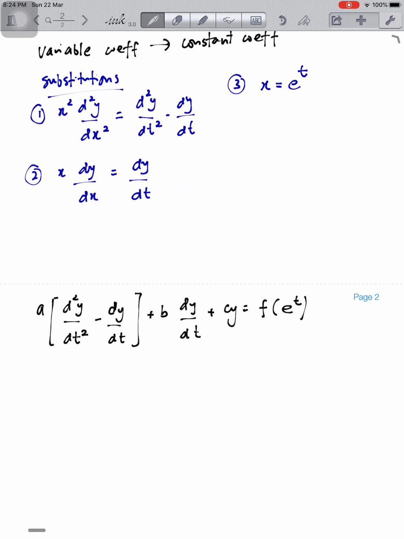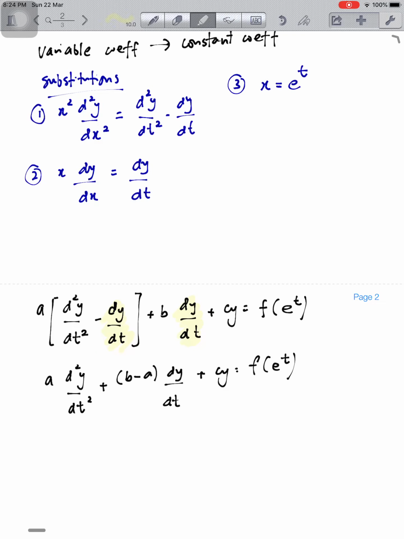Okay, so now let's simplify this equation, because I noticed that there are two terms right here which are in terms of dy over dt. So let's put them together. We can factorize them. So I'm going to end up with an equation of a d squared y over dt squared plus (b minus a) dy over dt plus cy, and that is going to equal some function f of exponential of t. If you notice right here, my equation no longer has a variable coefficient, but it now has constant coefficients a, b minus a, and also c. So that is how I convert a variable coefficient equation to a constant coefficient equation.